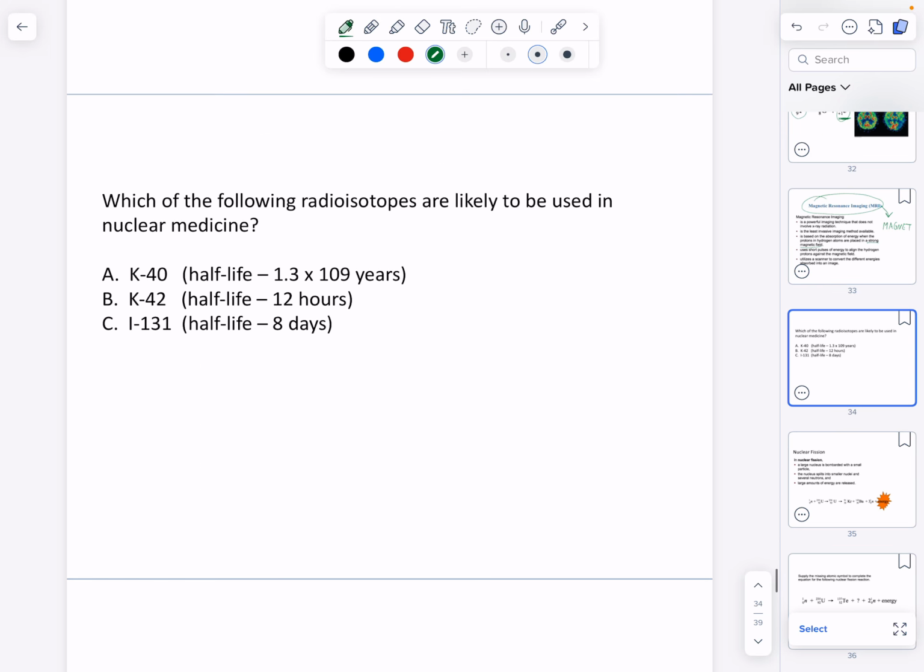Which of the following isotopes are likely to be used in nuclear medicine? Remember, short half-life. Days, okay, years, you don't want years. Days, but this is much better, hours.